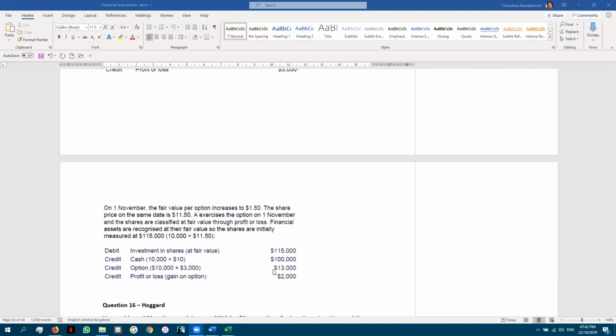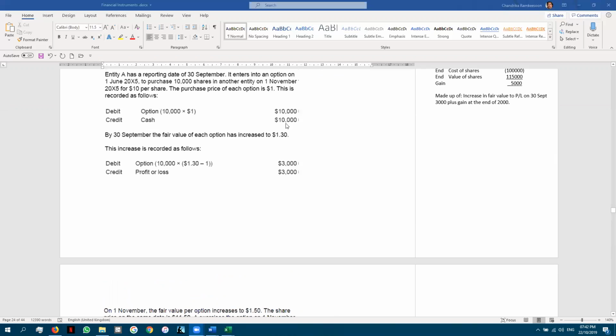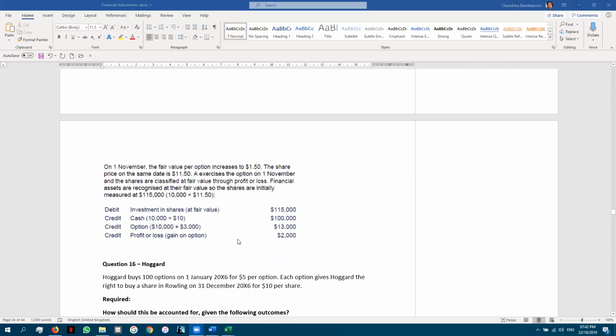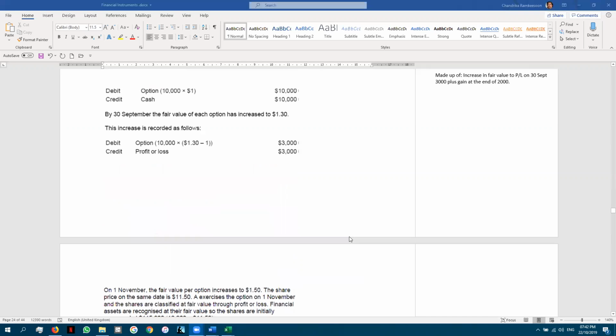This is to remove it from the books. Remember, it was 10 and it was 3. And credit P&L, gain on option 2. Now, notice the gain was 2 here, okay? And the gain was 3 here, both recorded in P&L.